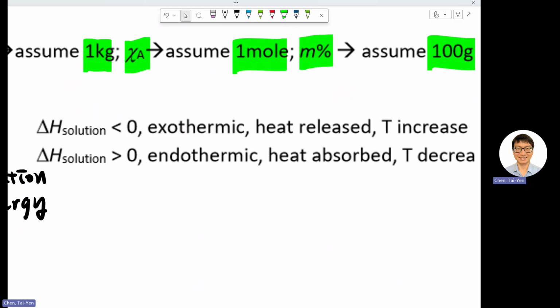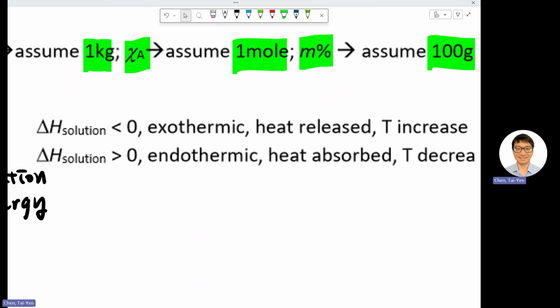But it all goes back to this very simple concept: good interaction brings down the energy. The energy released goes to your neighboring waters. So if your delta H is negative, that means interaction or hydration dominates. Therefore, heat is released to the water, and the water temperature is going to go up. Make sense?